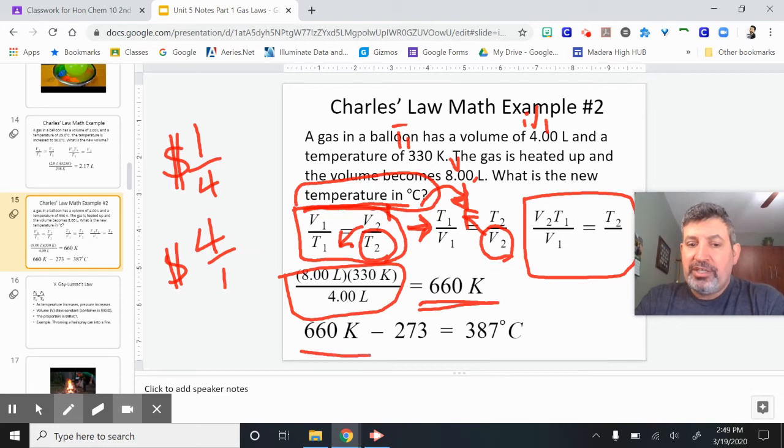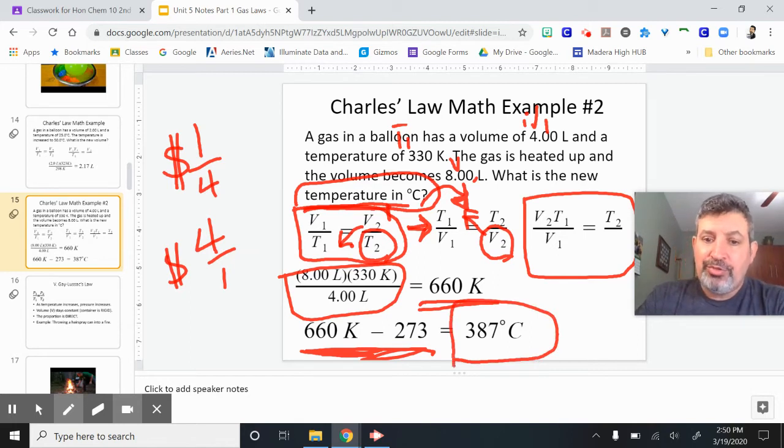So we get 660 Kelvin. Now, if you're going backwards to Celsius, subtract 273. We're going to get 387 degrees Celsius at that point. So that's a second type of Charles' law problem. That's when you're solving for temperature, and that's on the bottom. If it's on the bottom, flip it. Okay.